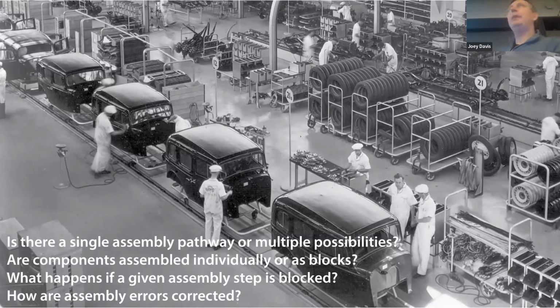And then how do you recover from errors? We know that these are not perfectly faithful processes. If you put something in the wrong order, in the wrong orientation, do you have to start over, or are you able to fix it in situ? Okay, so how have we tried to analyze these questions historically?